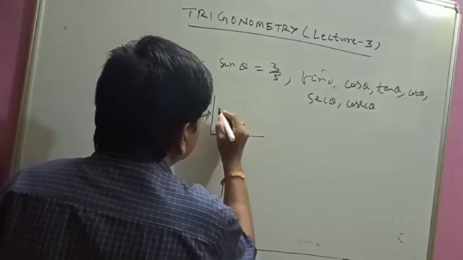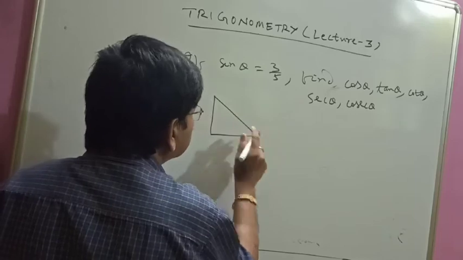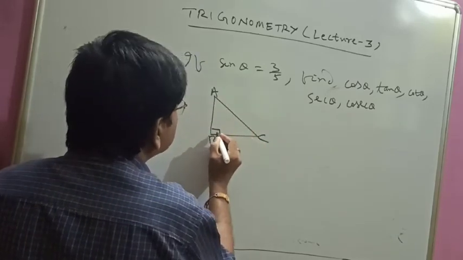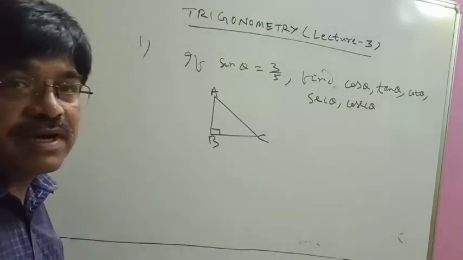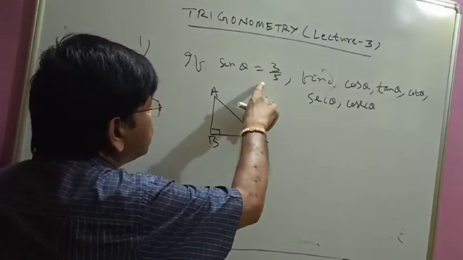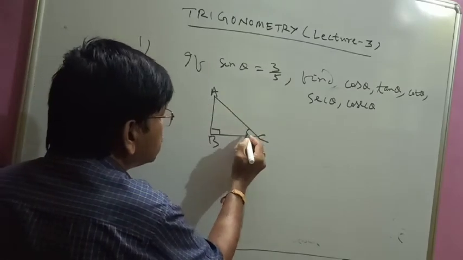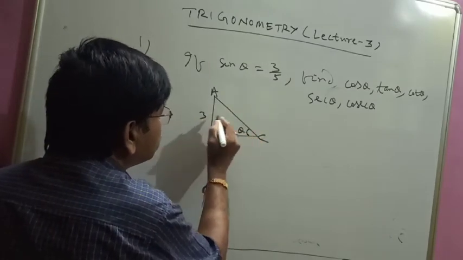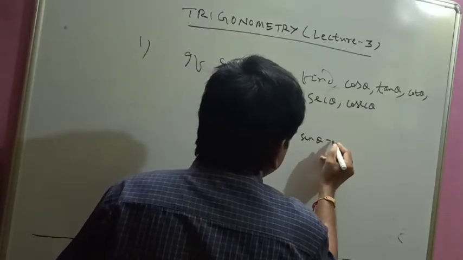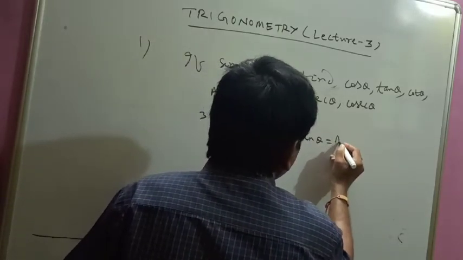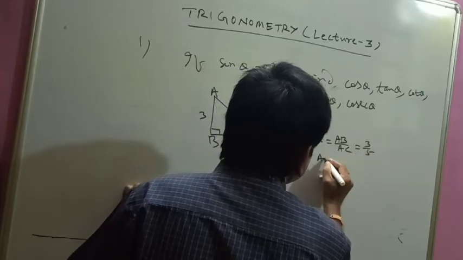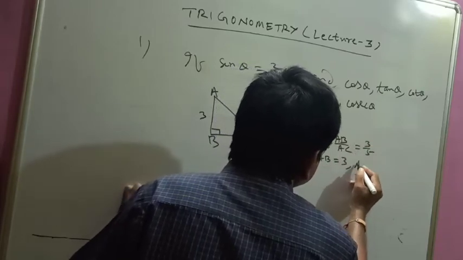Then you find all the sides. From the given ratio you can find out two sides. After getting two sides, then using Pythagorean theorem you can find the third side, because this is a right angle triangle. So sin is P by H. Suppose this is theta, and this is P, then this will be H. So sin theta is equal to AB by AC, so it is 3 by 5. Suppose AB is 3, then AC is 5.